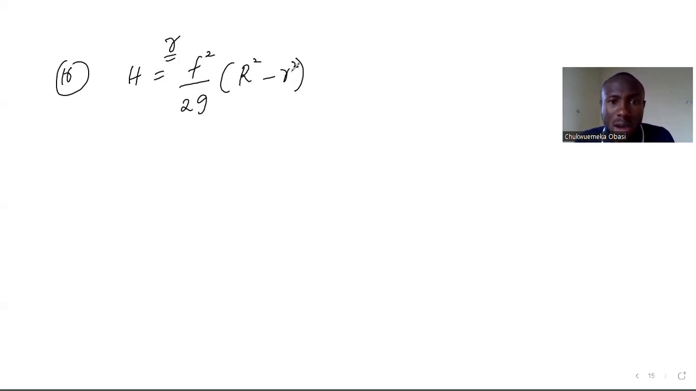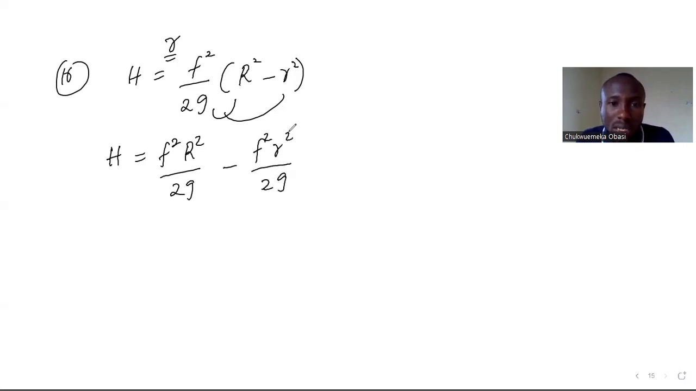We want to get R to be the subject. So first thing, you break it out from these parentheses. So you have H is equal to, distribute this: F squared times R squared over 2G minus, when this multiplies, you have F squared R squared over 2G, right? This is the R we want to make the subject, so not this one, please. So take this one to this side. This R is different from this one, all right? So they are not the same.